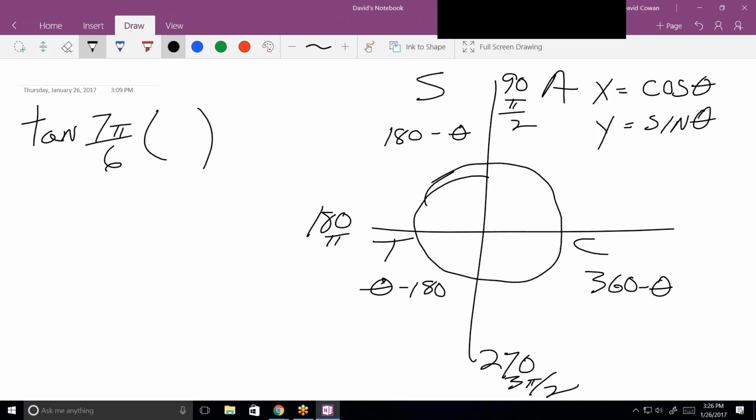This, theta minus 180 when you're dealing in radians, is the same as, excuse me, I wrote that wrong. 180 is the same as pi, so this is the same as theta minus pi. This is the same as pi minus theta. And this fourth quadrant is the same as 2 pi minus theta. In other words, you don't necessarily have to convert to degrees. In fact, let's not.